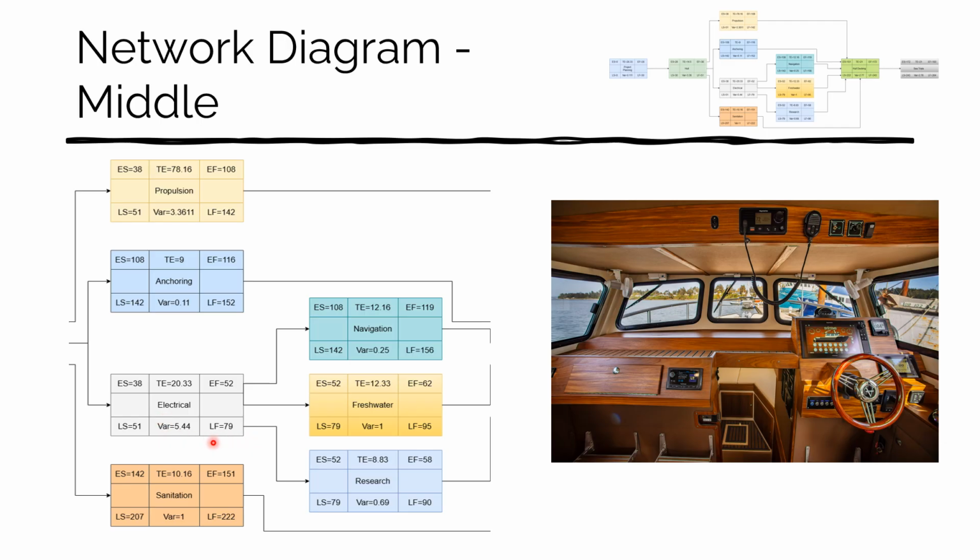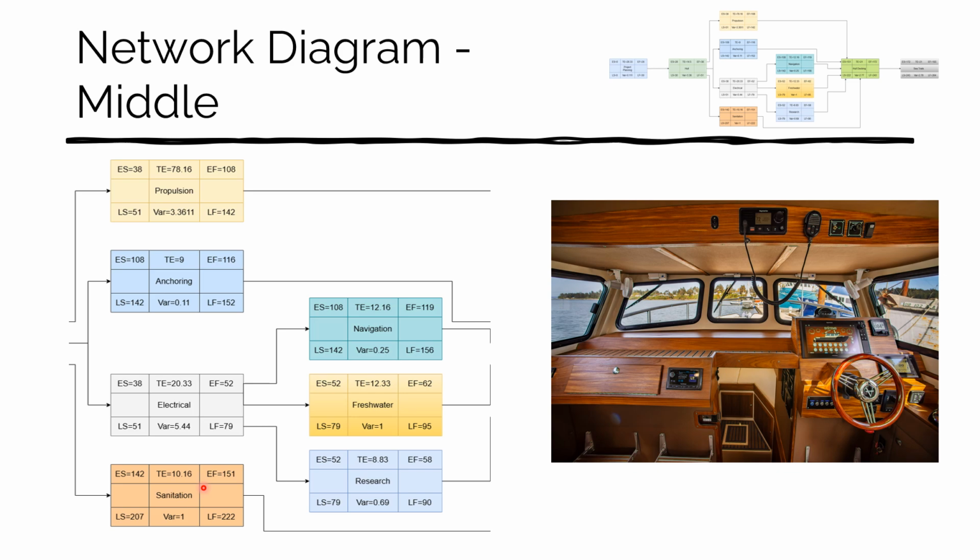Then this transfers over into sanitation, and sanitation again is going off of the hull, and it has an early start of 142 and an early finish of 151. This is the highest one of those, so that's going to be the constraining earliest we can start on the next activity, which is hull decking, which we'll go over in the next slide.